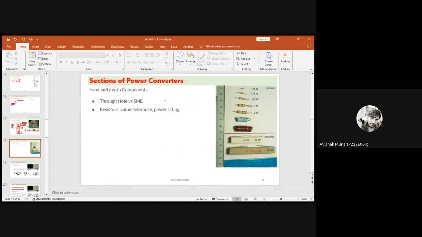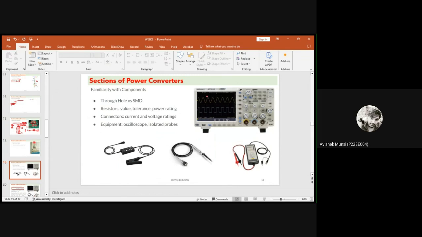So this is the next part where we are discussing the resistors. These are the through hole type of resistors, and this one shows the assembly type of resistor. Next thing which we require familiarity with while designing the power converter is the measuring equipment. One of the most important measuring equipment which we require is the oscilloscope.